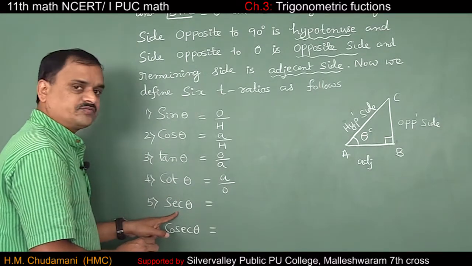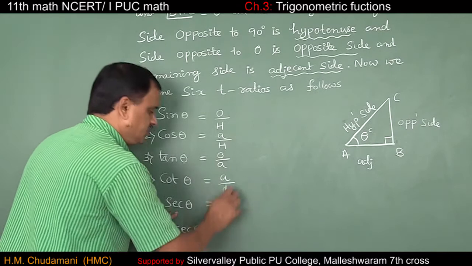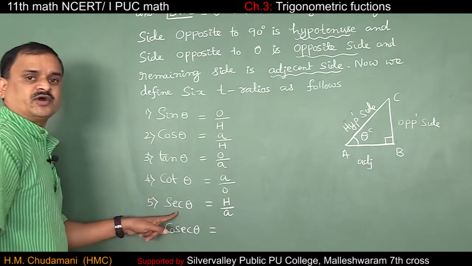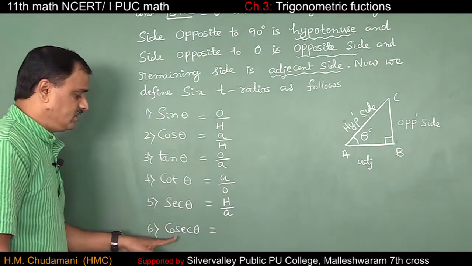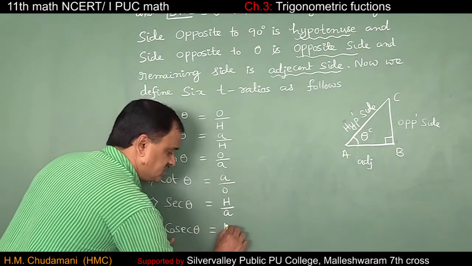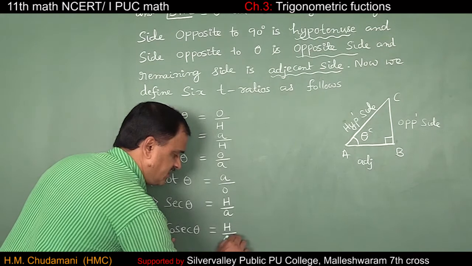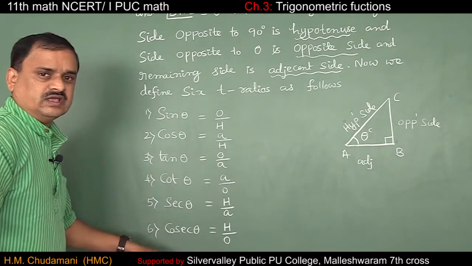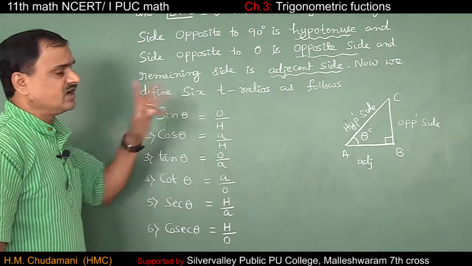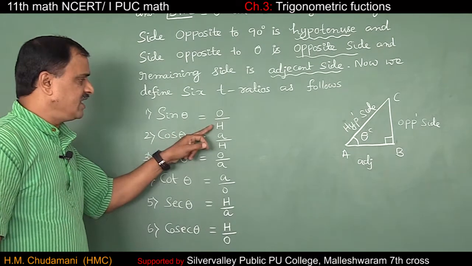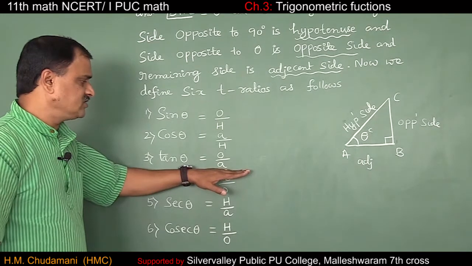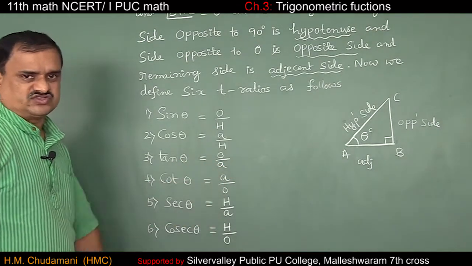Then secant of the angle theta, the reciprocal of cos, is hypotenuse side divided by adjacent side. Cosecant of the angle theta is the reciprocal of sin theta, which is nothing but hypotenuse side divided by opposite side. These are the definitions of the 6 trigonometric ratios in terms of an acute angle. Opposite by hypotenuse, O by H, A by H, O by A. If you can remember this, then you can write the reciprocals.